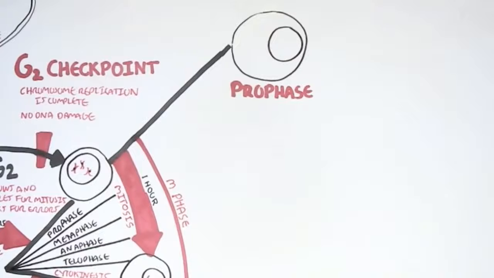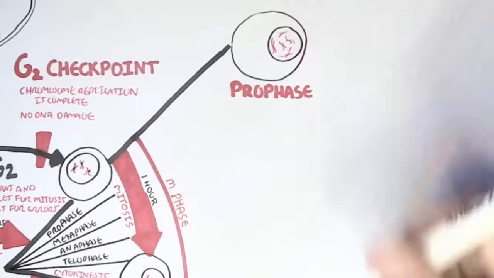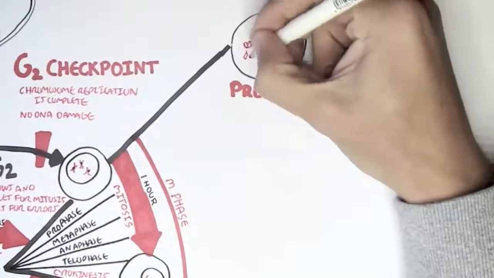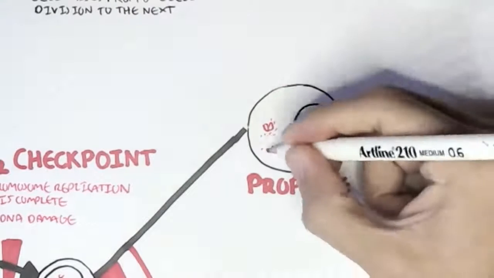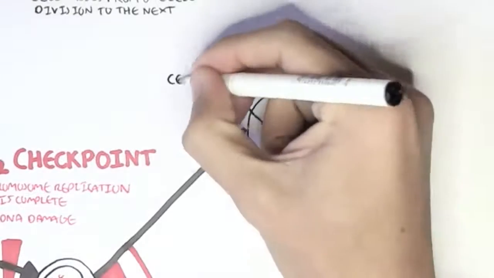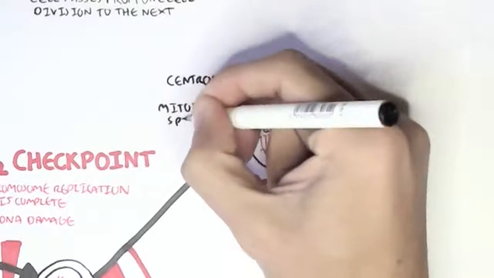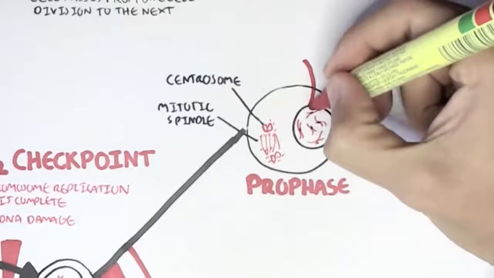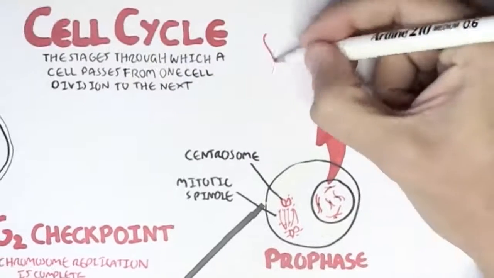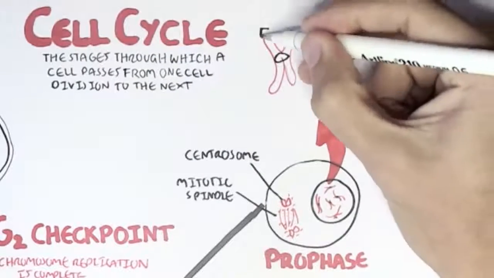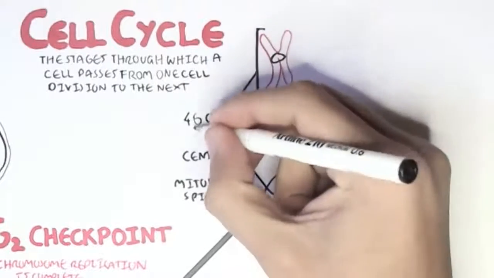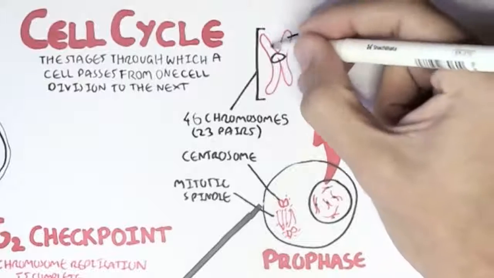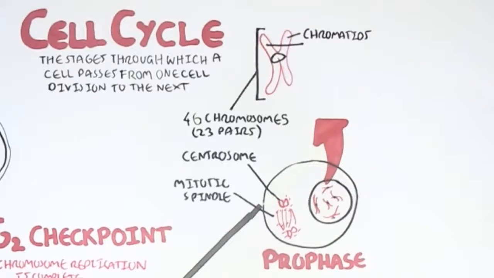Here we have a cell with the duplicated chromosomes. Just recapping what we see in prophase, we have the centrosomes, those important structures for cell division. They begin forming what's called the mitotic spindle. Looking at the genetic material of the cell during prophase, it will have 46 chromosomes, or 23 pairs of chromosomes, with 92 chromatids, because one chromosome has two chromatids.